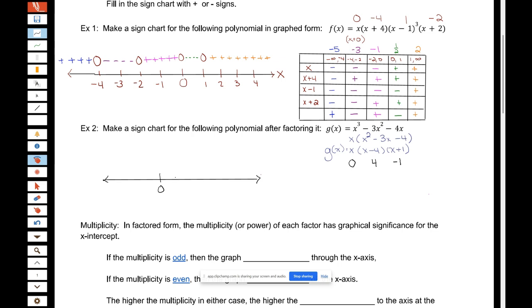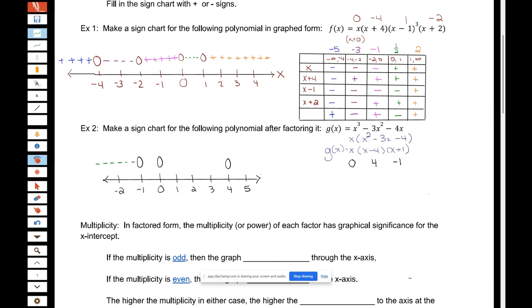Okay. 0, 1, 2, 3, 4, 5, -1, -2. Okay, so I need to realize that I have zeros here at 0, at 4, and at -1. And I'm going to test a number in each region. So anything to the left of -1, I guess I'll test -2. So if I put a -2 here and a -2 here and a -2 here, I'm going to have a negative times a negative times a negative, which is going to turn out being negative. So all over here is negative.